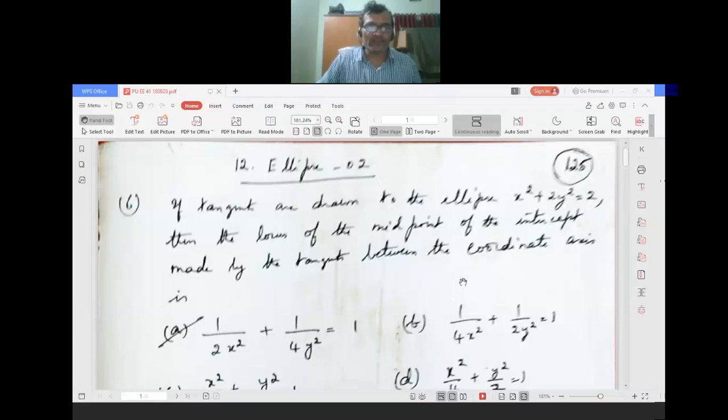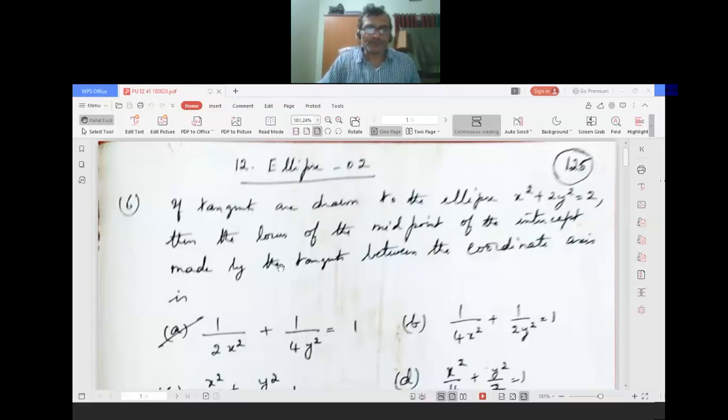Today I'm discussing topic number 12. As I've told in the last session, every time I tell what the topic is. Topic means this number is 12. The first topic was sets, relation and function. The second topic was permutation and combination, like that. This is topic number 12, and the name of the topic is ellipse. Here you can see it is the second topic. Is it clear?